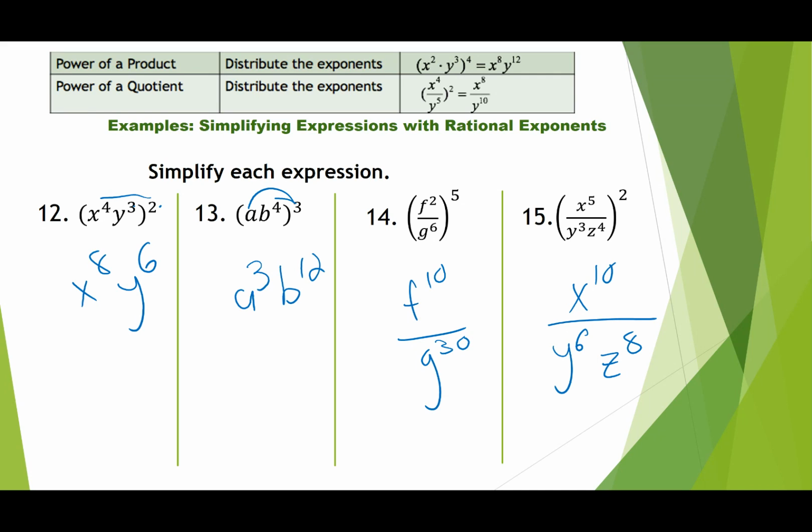Now remember, if any of these had a negative exponent, I'd have to relocate it. All of them have positive exponents, which is fine. But if I were to have z to the negative 8 down here, then I'd have to move the z up here where it'd have a positive 8, and that would have been my answer. So just keep in mind when you have a negative exponent, you're not really doing anything more than moving it to a different part of the fraction.